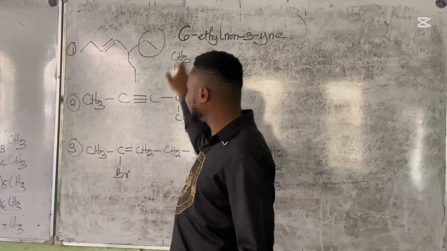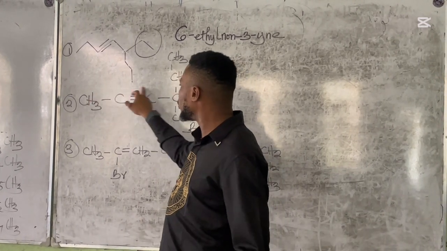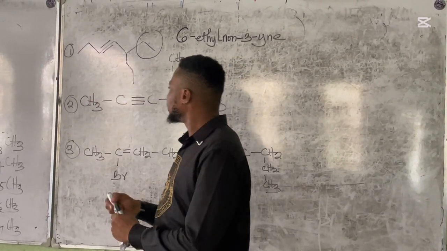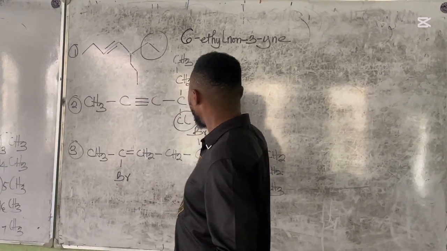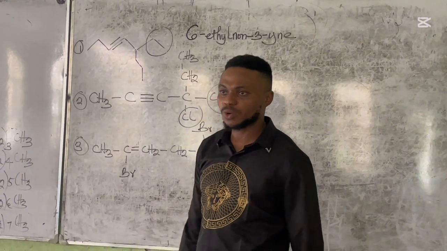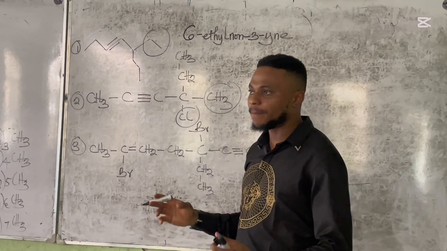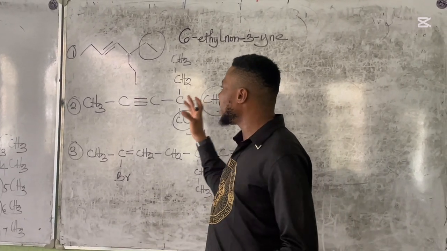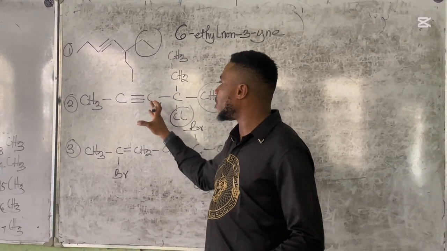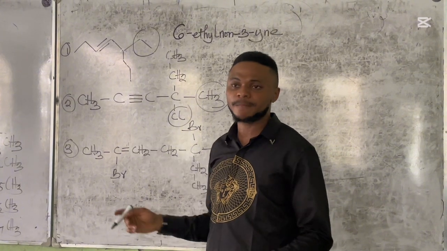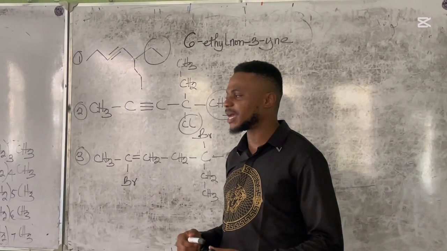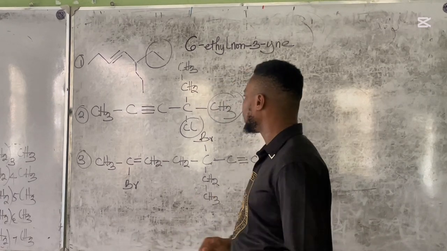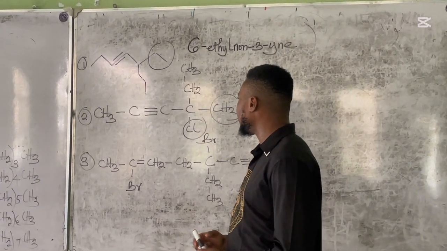Now, I believe this is the longest, right? 1, 2, 3, 4, 5, 6. So it means that from here to here is the longest. So it means that this and this are what? Substituents, because they are not part of the parent chain. In a structure of alkyne where we have 6 carbons, what's the name? Hexyne. Hexyne, not heptyne. Hexyne. Alright? So 6 is hexyne.